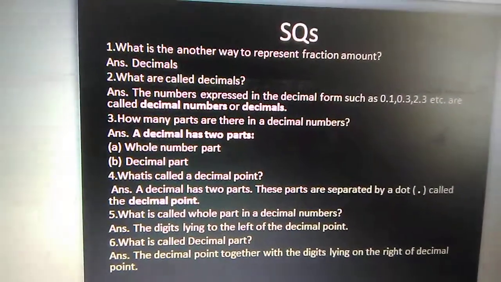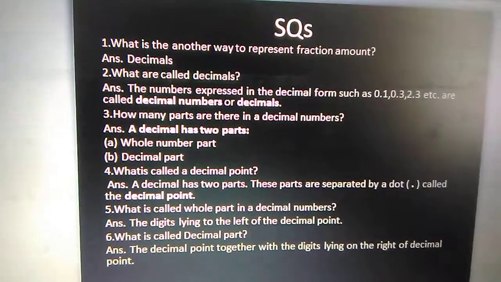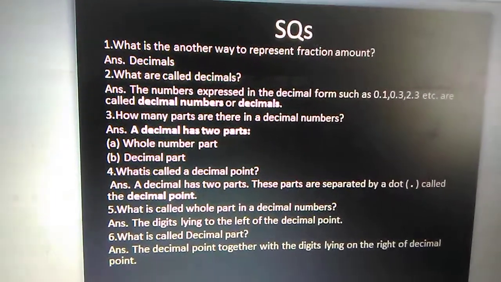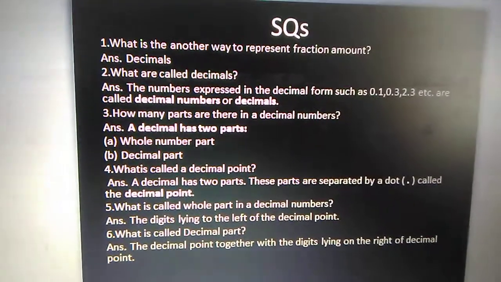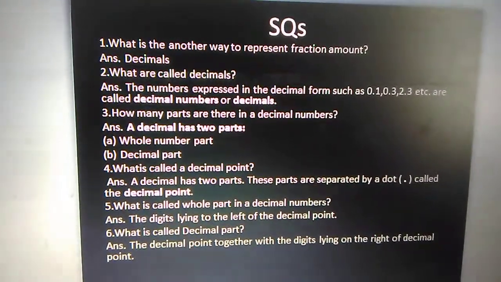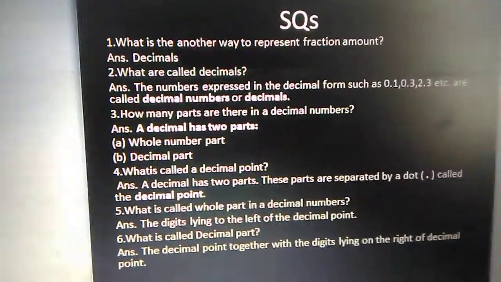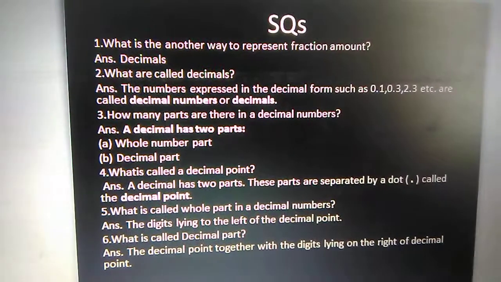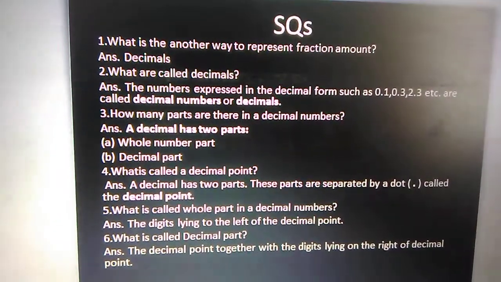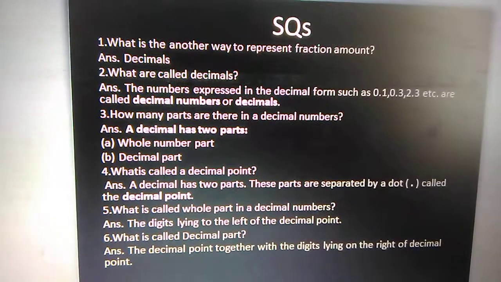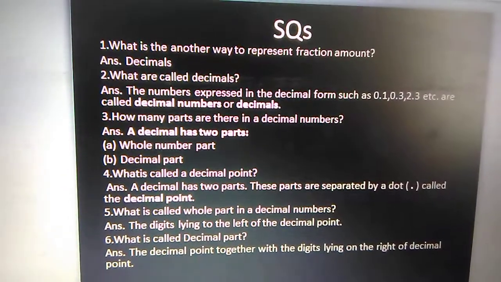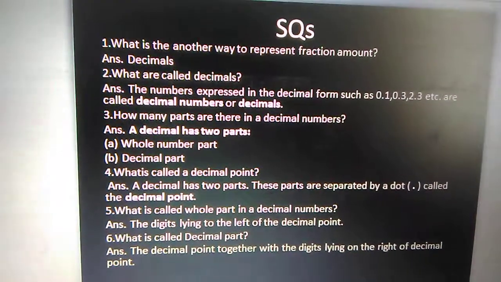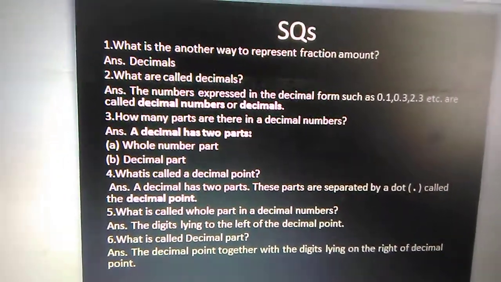What is called a decimal point? A decimal has two parts. I already told you these parts are separated by a dot called the decimal point. What you call a full stop in case of language is called a dot in case of mathematics. The numbers are separated by putting a dot. This is called a dot and it is called the decimal point.